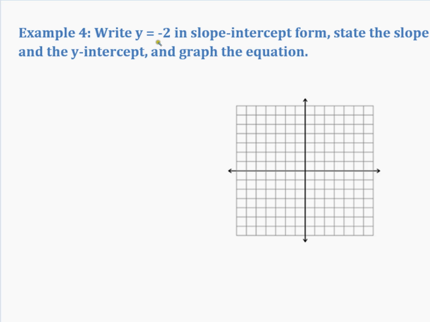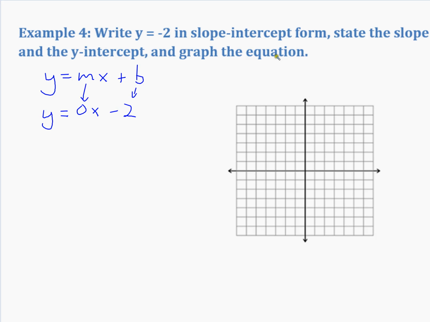Next example here, write y equals negative 2 in slope-intercept form. State the slope and the y-intercept and graph the equation of the line. Well, we know that slope-intercept form is y equals mx plus b. Now, y equals negative 2 does not have an x term. Well, not having an x term means there's 0 x's. So if we wanted to put this in this form, we could put y equals 0x, and then this is a constant, so we could put a minus 2. That ends up being our b, and this is our slope.